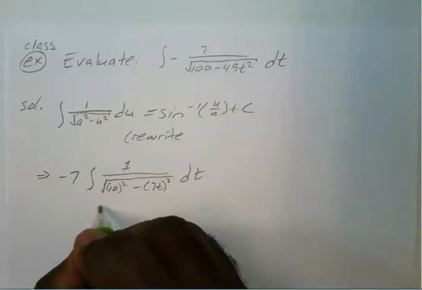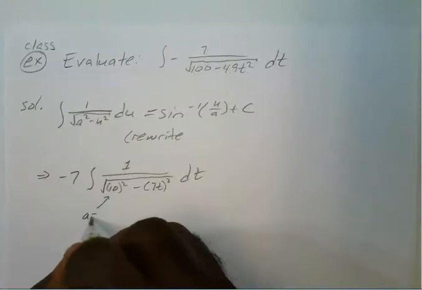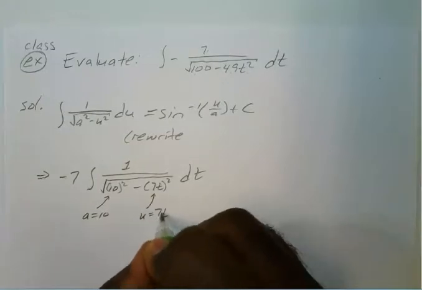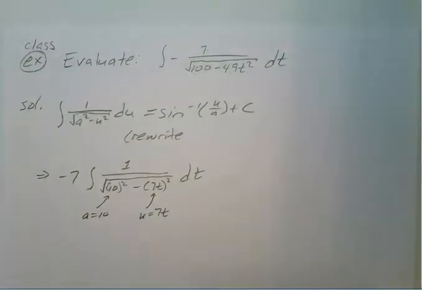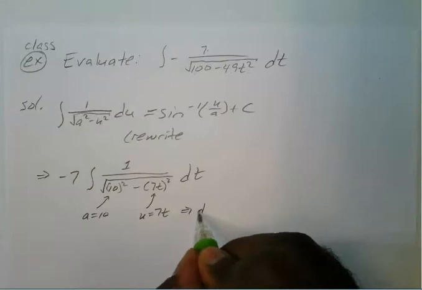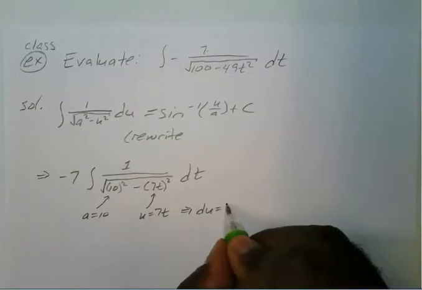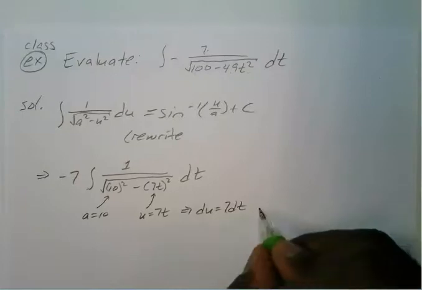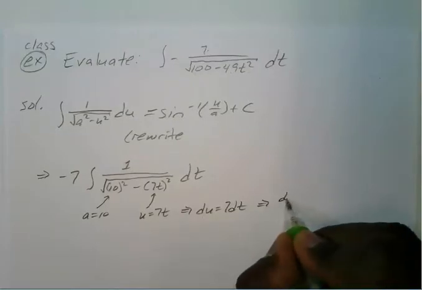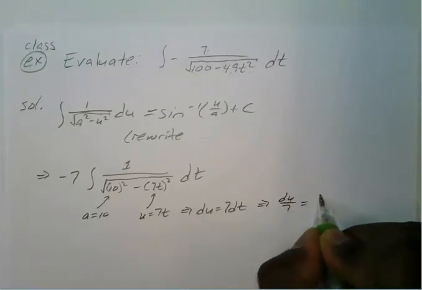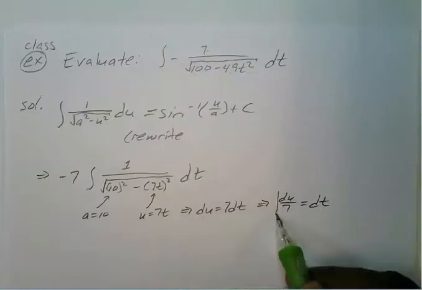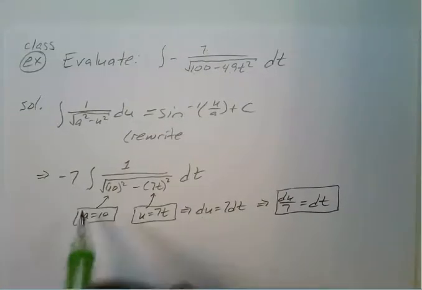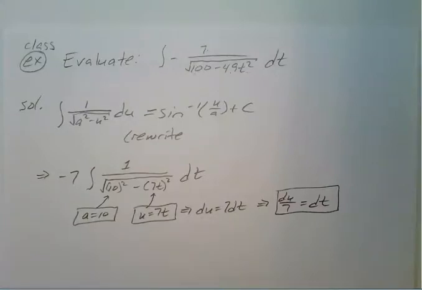Okay, so now we see here that our a is equal to 10, our u is equal to 7t, which means our du is going to equal 7 dt. We divide both sides by 7. We have du over 7 is equal to our dt. Once again, those are the three that we will need moving forward.